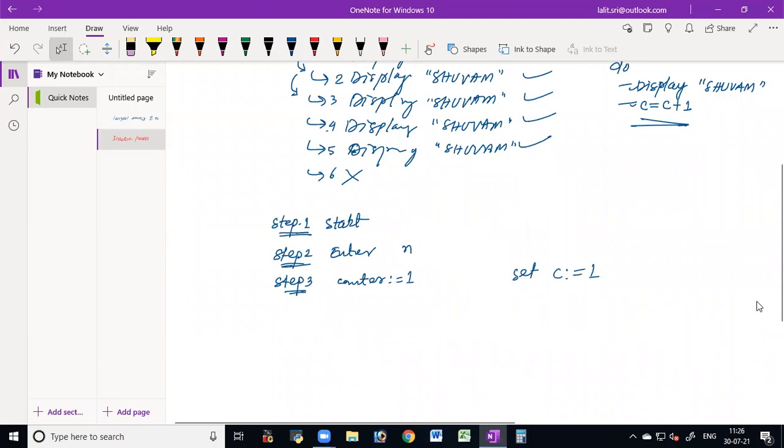So what will be the output if we initialize the counter with 0?